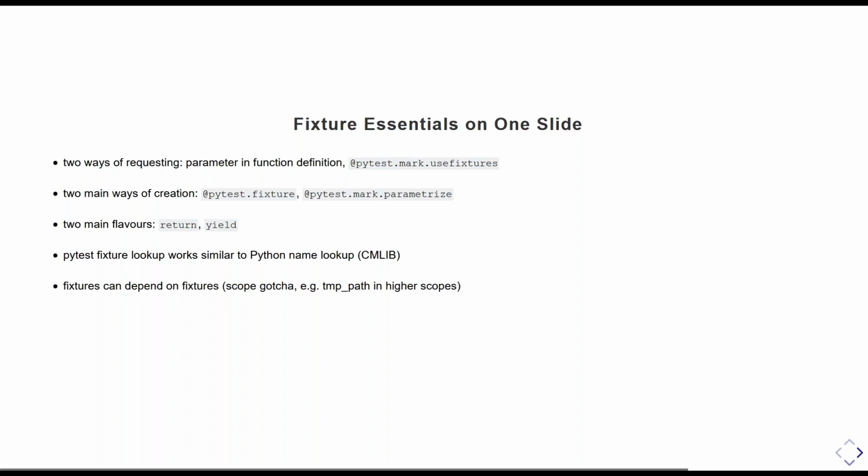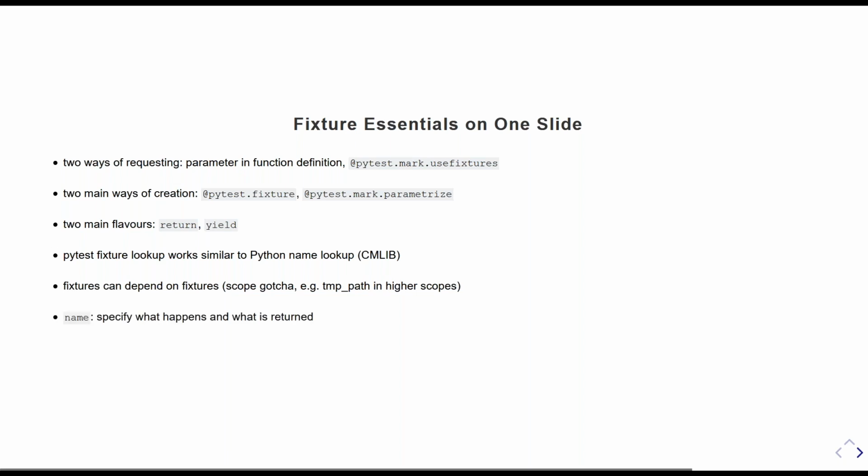And fixtures can depend on fixtures, and be careful, there's a scope gotcha that I didn't mention now. You can only use fixtures with higher scopes. So if you use function scope tmp_path in a higher scope fixture, you will get an error. That error will be clear and will be telling you you're doing it wrong. So you need to make sure that the scopes of the fixtures that you use are compatible.